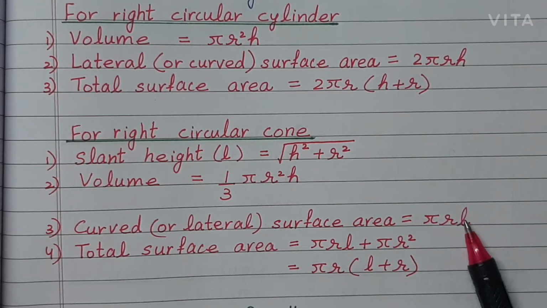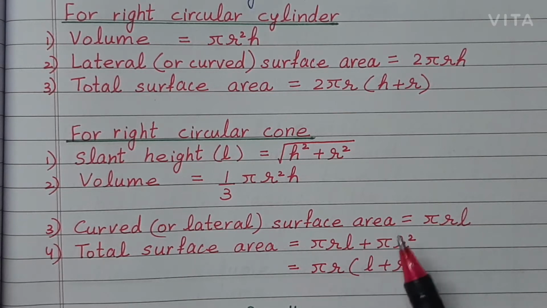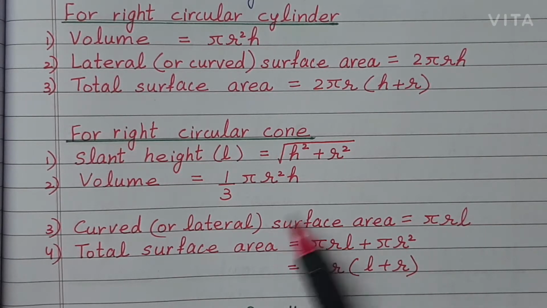The next formula is curved or lateral surface area, which is equal to pi r l, where l is the slant height. Total surface area is pi r l, that is curved surface area, plus area of the base of a cone, that is pi r square. After taking pi r common, the formula is pi r (l plus r). I hope now these formulas are clear to you. So now let us discuss a few examples.